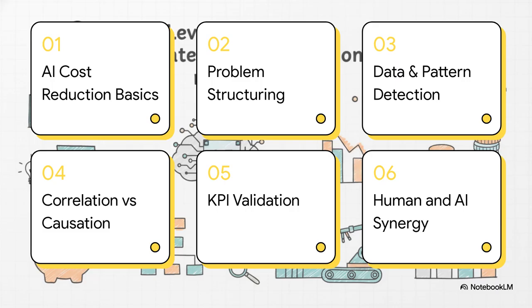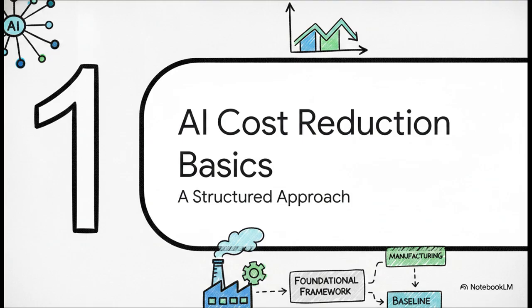To get us there, we'll walk step by step through this session's framework. We're hitting AI cost reduction basics, problem structuring, data and pattern detection, correlation versus causation, KPI validation, and finally, human and AI synergy. All right, Section 1, AI cost reduction basics, a structured approach.